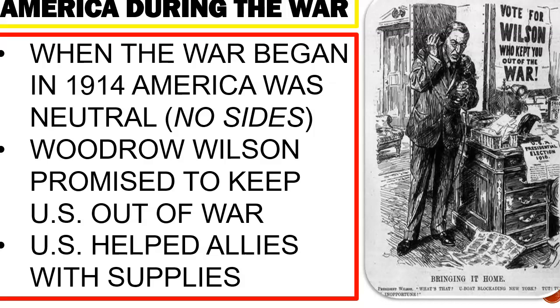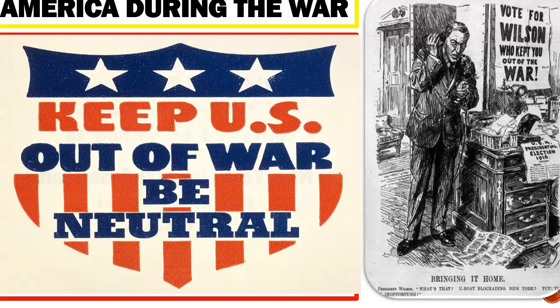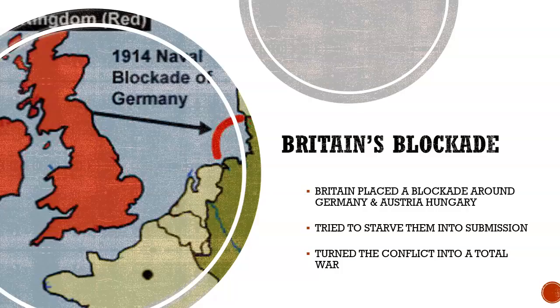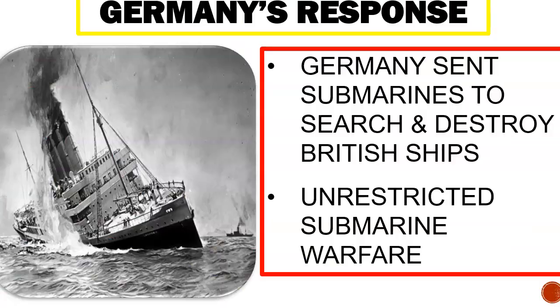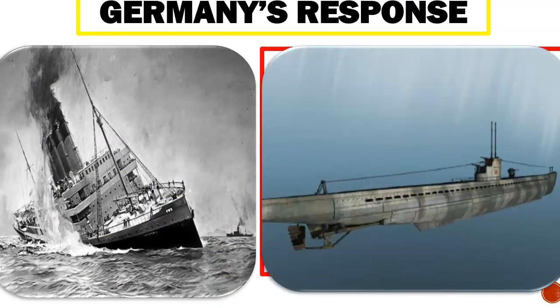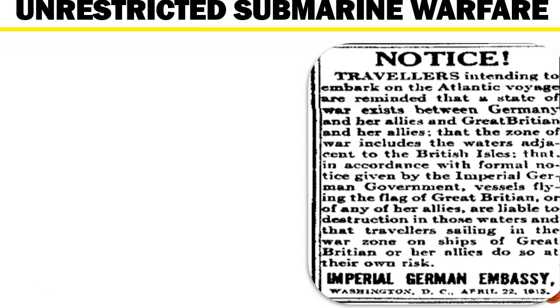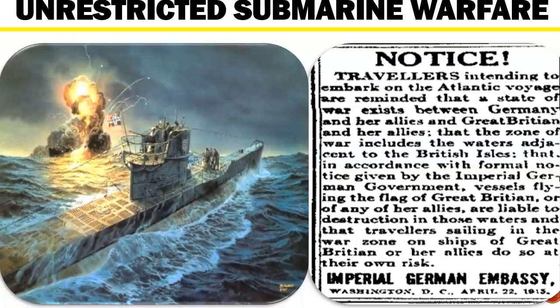The British had blockaded Germany and Austria-Hungary in order to starve them into submission. Germany reacted by sending out U-boats to search out and destroy British ships. This unrestricted submarine warfare began to affect the United States. When the British passenger ship, the Lusitania, was sunk by a German U-boat, 128 Americans were killed.